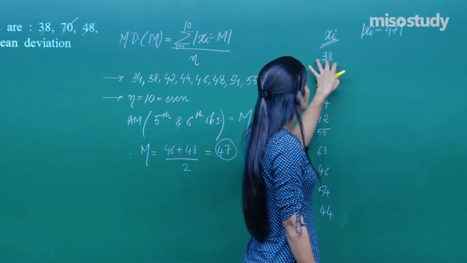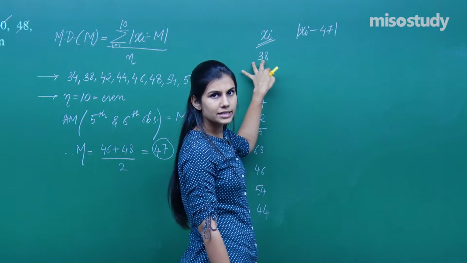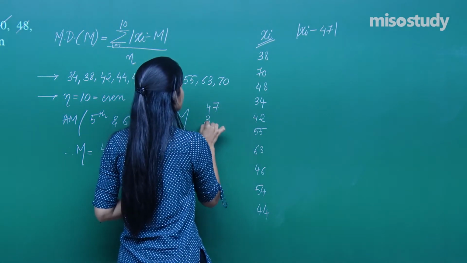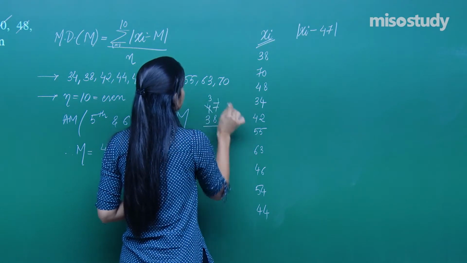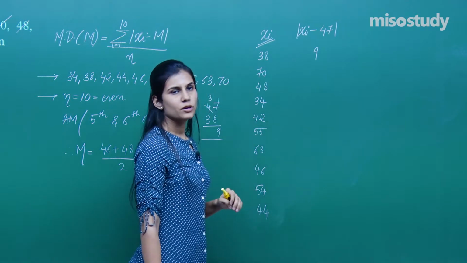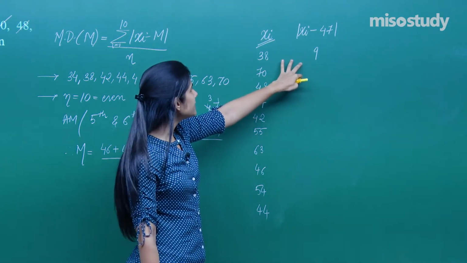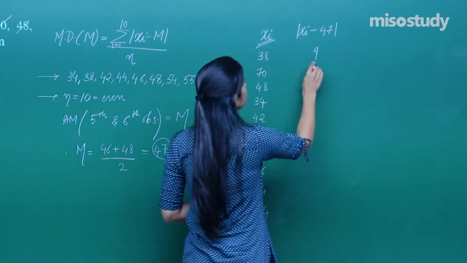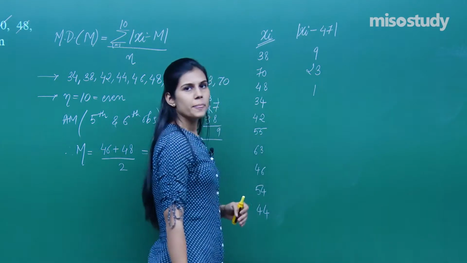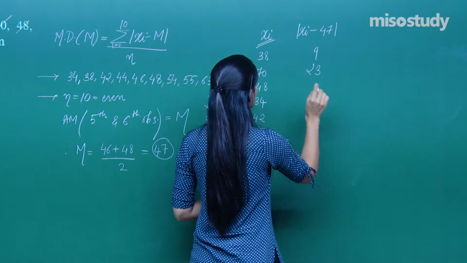So, now I have 47 minus 38. When you calculate 47 minus 38, you get 9. Because it's absolute value, I am not plugging in the minus sign. 70 minus 47 gives you 23. 48 minus 47 gives you 1. Then 47 minus 34 gives you 13.